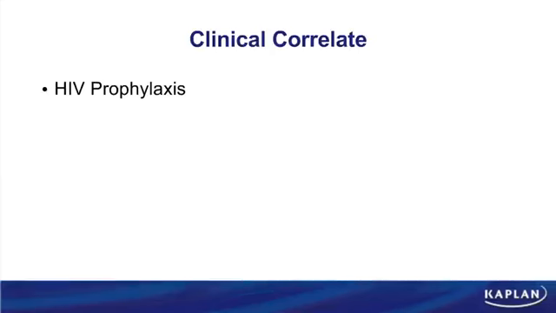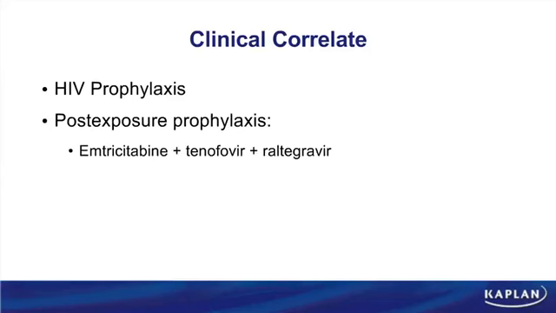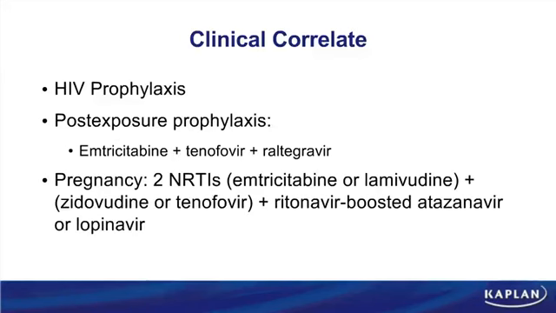In the margin is a clinical correlate about HIV prophylaxis. Today, post-exposure prophylaxis is most likely to include emtricitabine, remember the least toxic among the NRTIs, plus tenofovir, the NtRTI, and raltegravir, a drug that we're about to discuss. It's an integrase inhibitor. In pregnancy, 2 NRTIs, we choose from either emtricitabine or lamivudine.